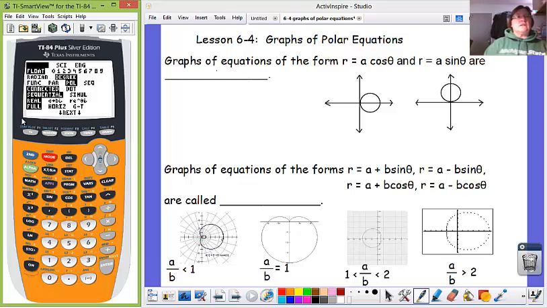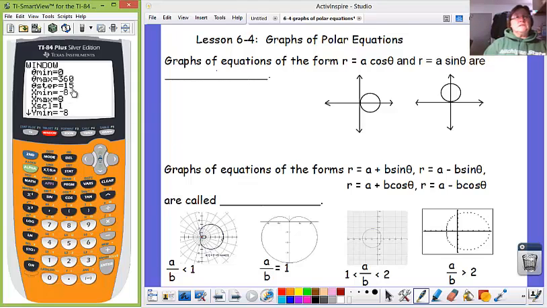Also, I've made a change on the function line right here. Instead of being in function, I want to be in polar. So if you would make those two changes, that's under the mode key. Then I would ask you to go to your window. We're going to set up a window that we can graph these things through.